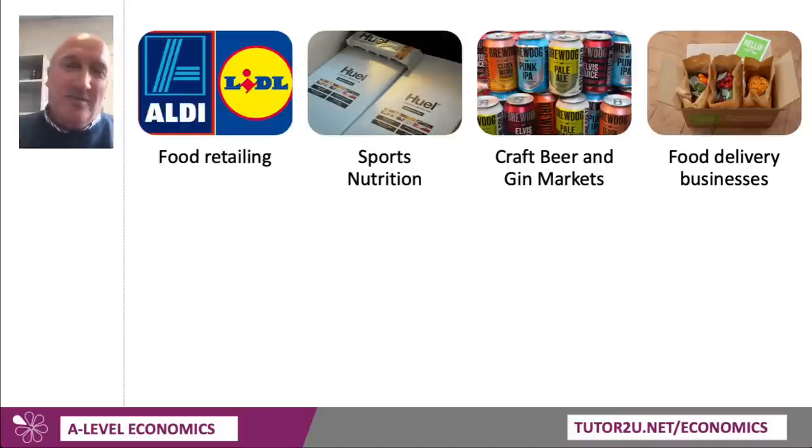I just have a feeling, by the way, about one or two of these in terms of the exam. I'm not trying to question spot here, but food retailing is our go-to example, isn't it, for all these market structures. Aldi and Lidl, the German discounters. Sports nutrition, quite a few businesses trying to break into that market. Some of you will have heard of Huel, which is a British sports nutrition business that's doing pretty well. My favorite is the craft beer and the gin market. So many smaller producers trying to find a space in the market for craft beers or bespoke gins.